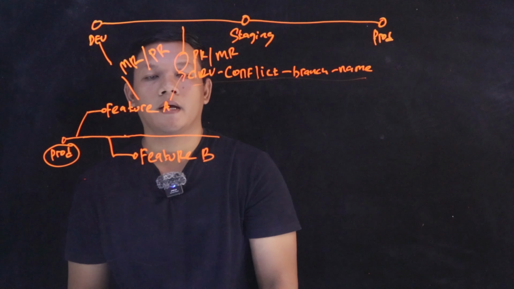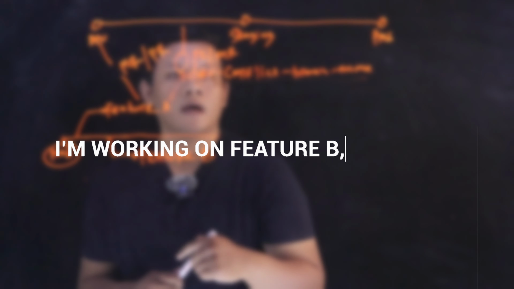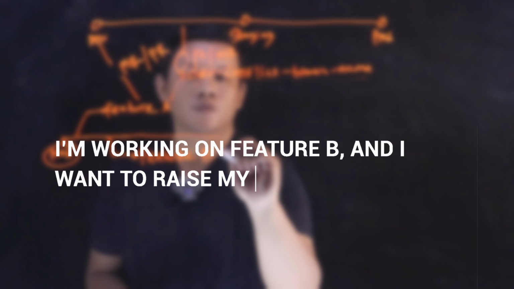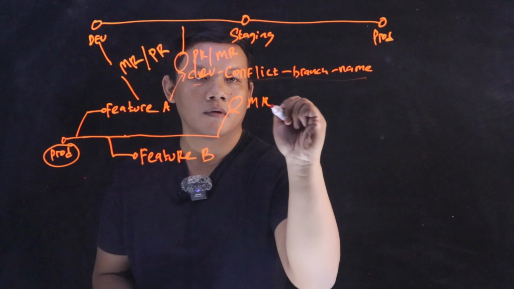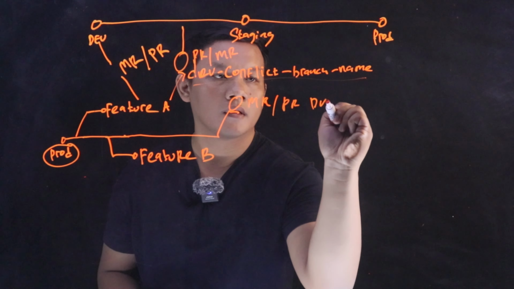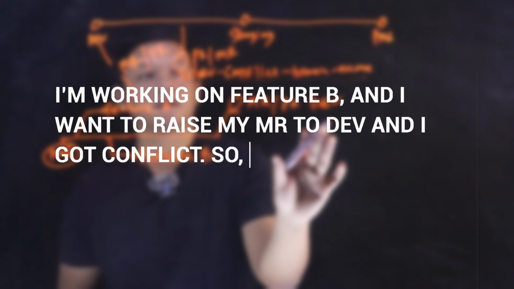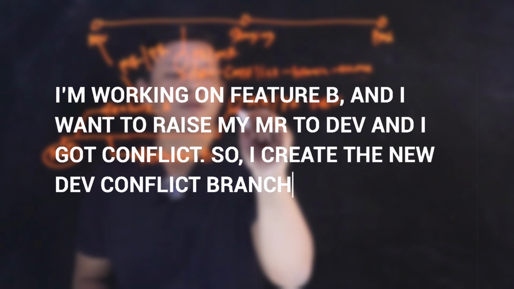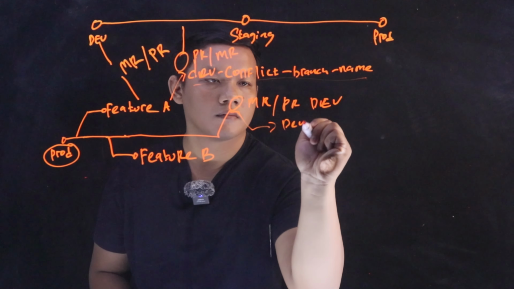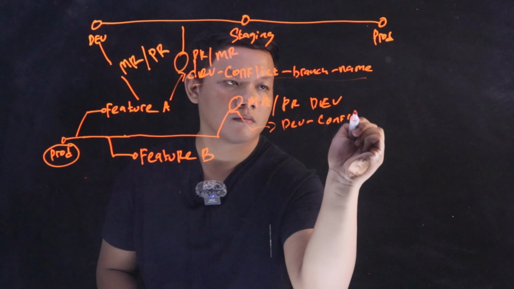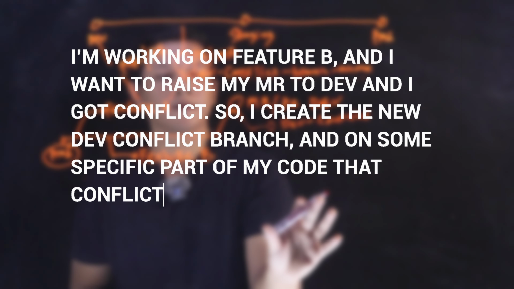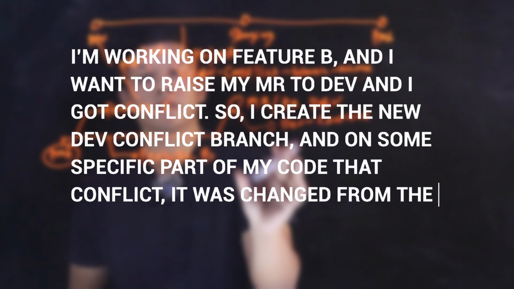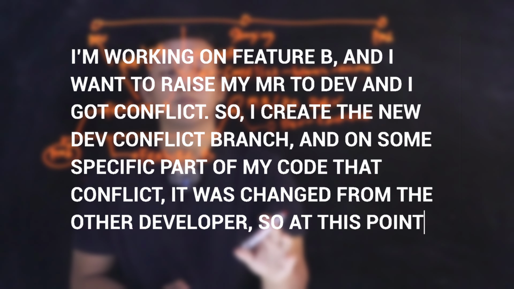Second most questions that I got is: I'm working on feature B and I want to raise my MR to dev. So this will be the new MR or PR to dev, and I got conflict. So I create a new dev conflict branch. On some specific part of my code got conflict, it was changed from the other developer. So at this point, what should I do?